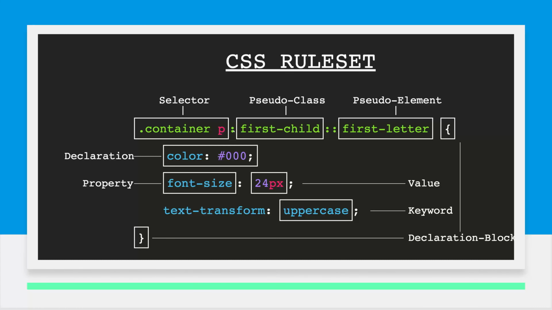Okay. So we can always see this as a condition. If a container, for example, has more than one element inside of it, so it doesn't only have a P, it has a lot of elements, P's and divs and a lot of that, then I only select the P elements that are the first child of the container.